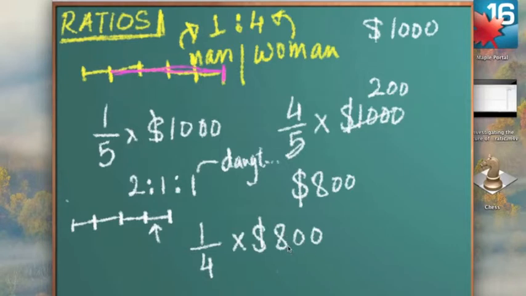Well, what is 800 divided by 4? It is 200. So she's going to receive $200. So the daughter is going to receive $200. We can similarly work out how much the mother is going to receive. She is also going to receive 200. And the woman is going to receive twice as much. She's going to receive 400.